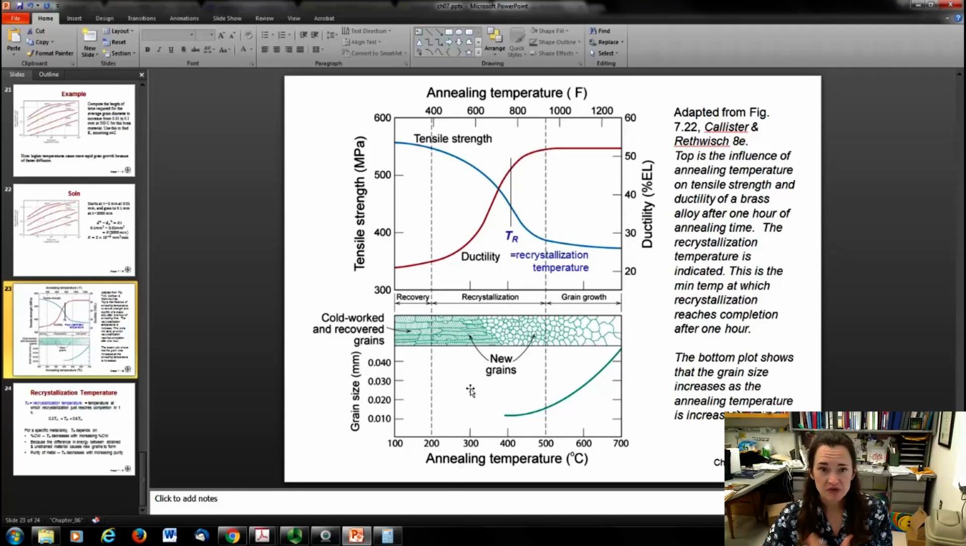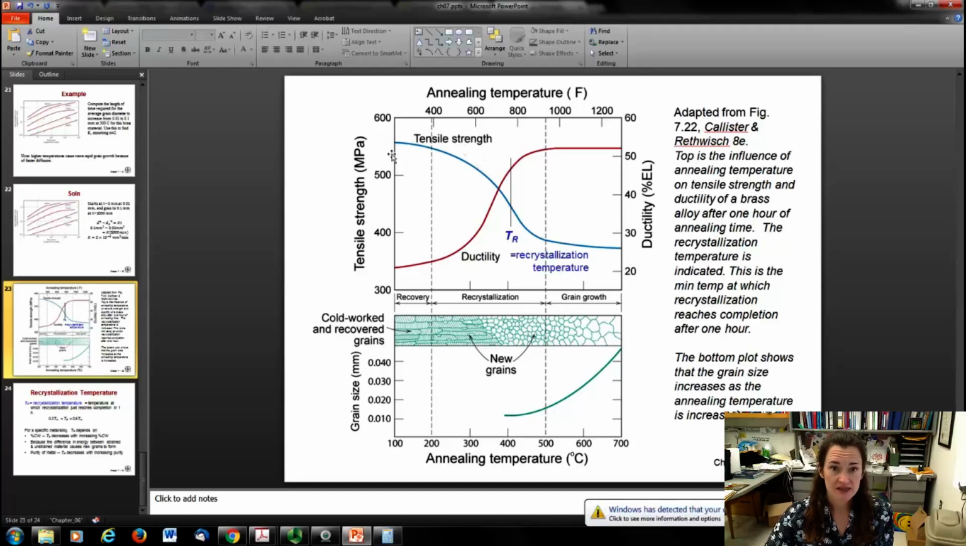Okay, what's shown here is the impact of the annealing temperature on the tensile strength and on the ductility for a particular material. I believe here it's brass. And then what's happened is the brass has been annealed at these various temperatures for an hour. So this is all showing what happens after an hour. Okay, so it's annealed. You can see that for the lower annealing temperatures, there's not tons of impact on that tensile strength. It's still very high, okay?